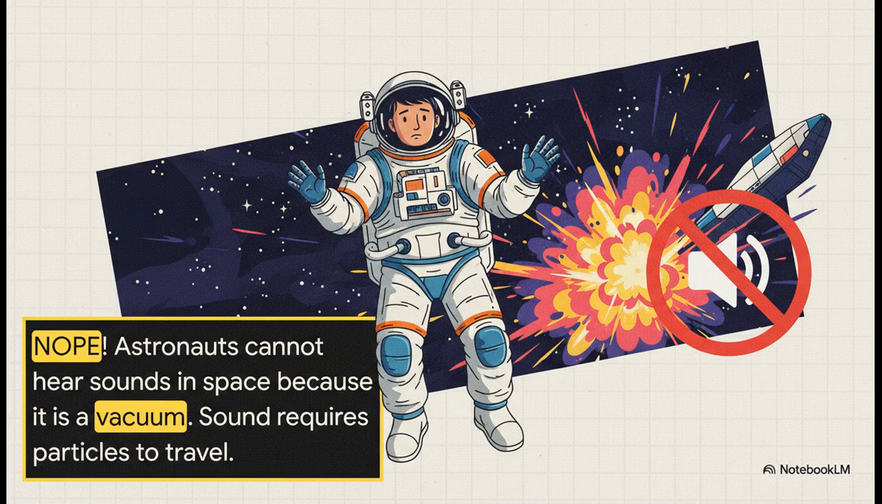Remember the bell jar experiment? Space is a vacuum. There are no particles for the sound to travel through. So in real life, a giant explosion in space would be completely, totally silent.